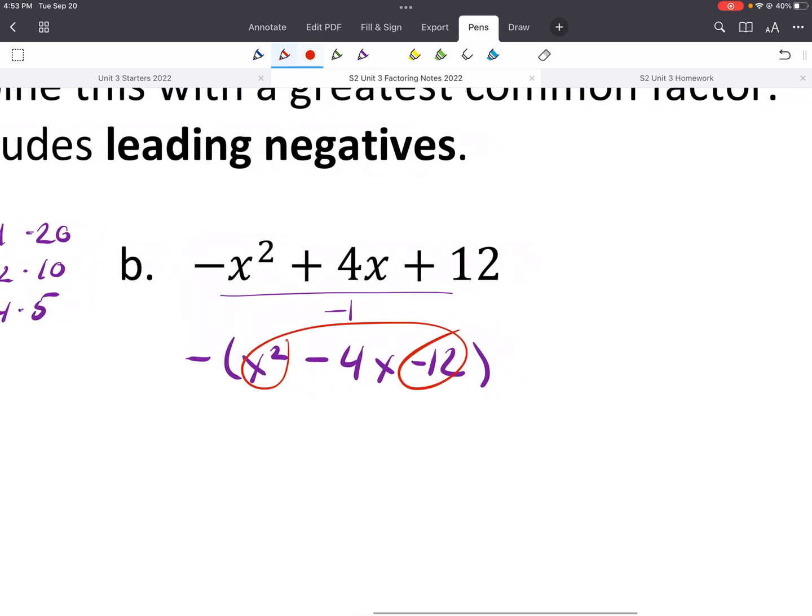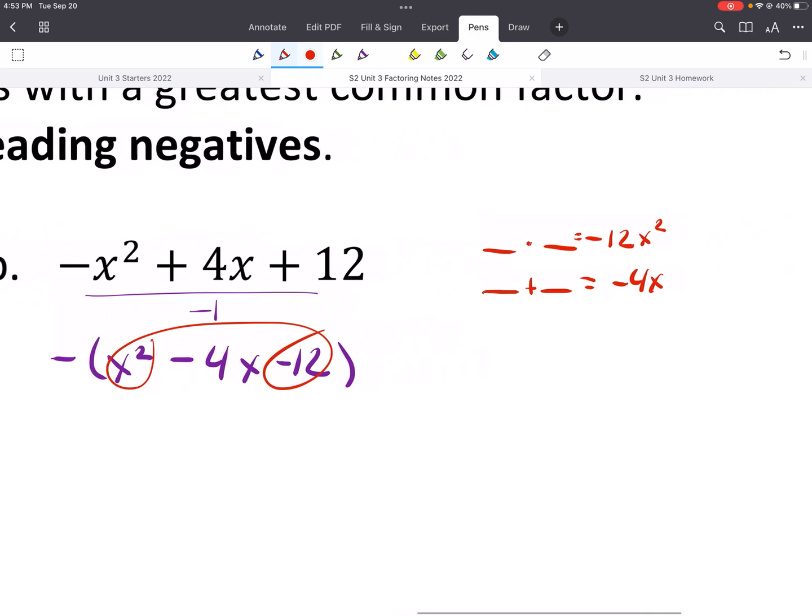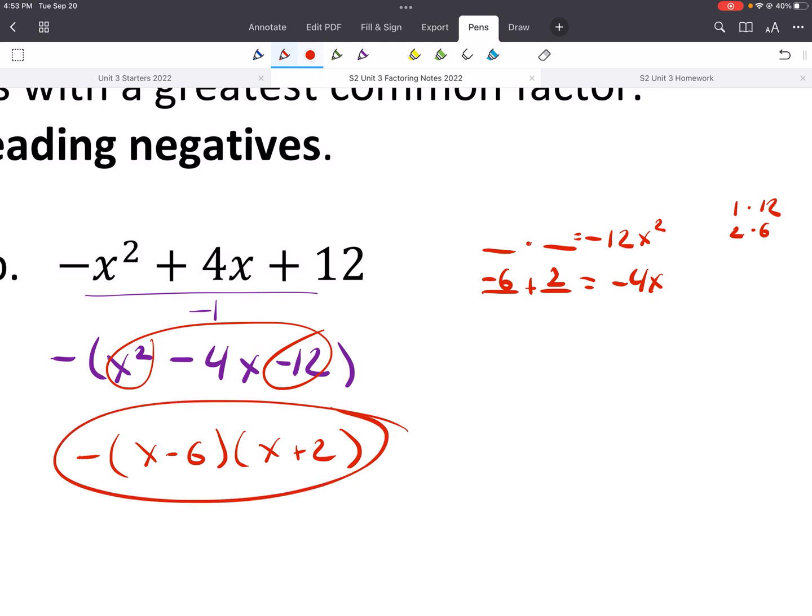glasses. So multiplies to -12x squared and adds or subtracts to give us -4x. So 1 and 12 doesn't work. 2 and 6, that could work. We just need to do -6 and a +2. So now we can just write our answer. So x minus 6, x plus 2. Okay.